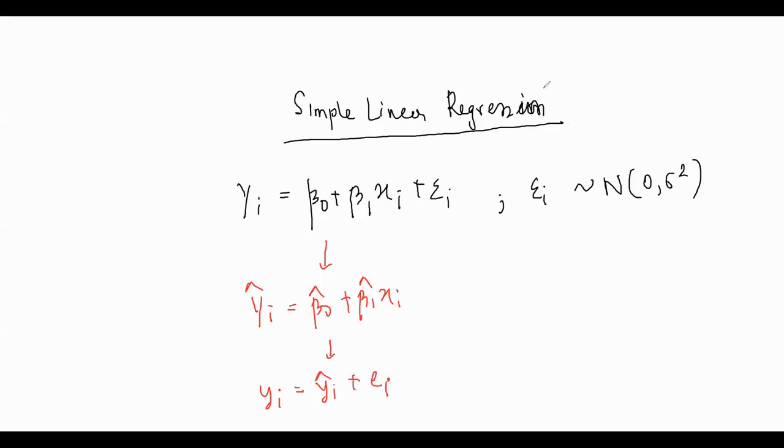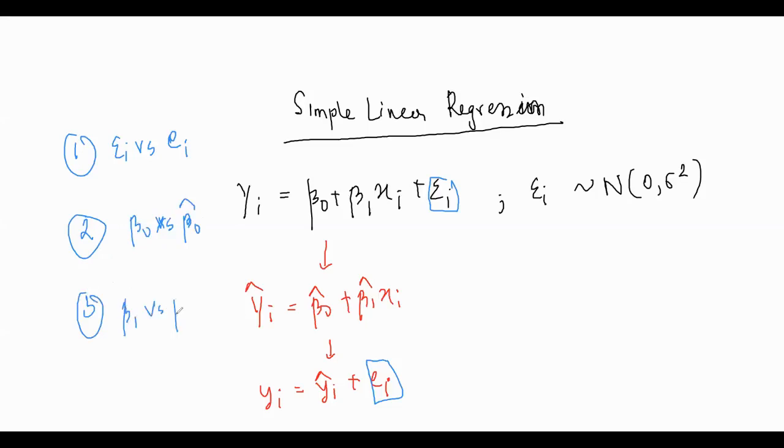So there are two important questions. What is the difference between residuals and epsilons? So difference, epsilon versus residuals, this question. Another question is, what is the difference between beta naught versus beta naught hat, and beta 1 versus beta 1 hat, okay? These are two questions that are really beautiful. I love these questions because they make my understanding much more concrete, okay?